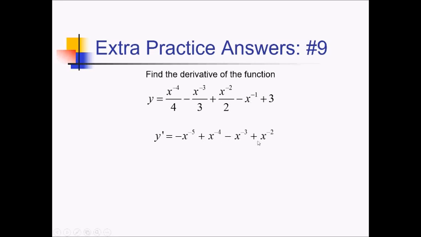So yeah, there's a little bit of a pattern going on here. But then the pattern breaks down here. Derivative of 3 is just 0, so we don't write it.